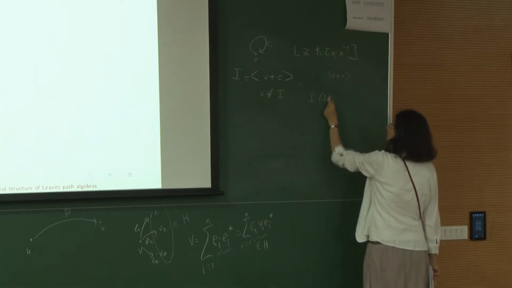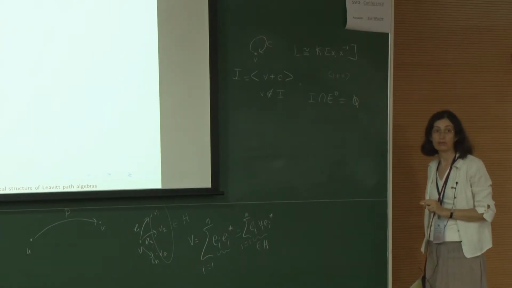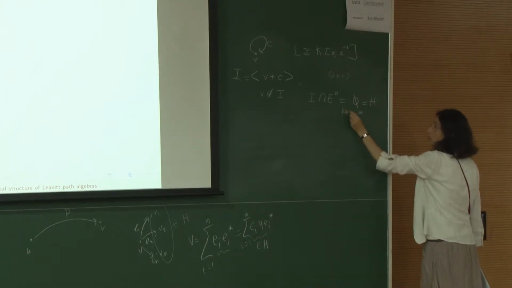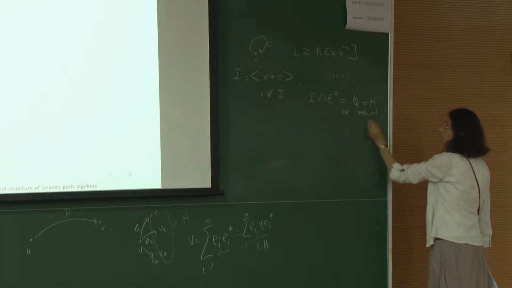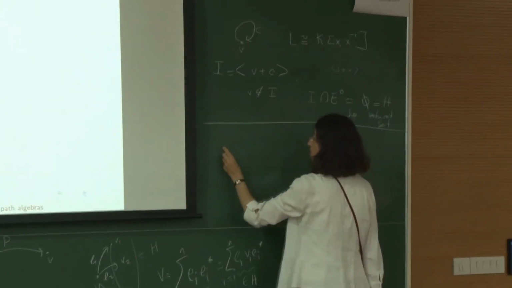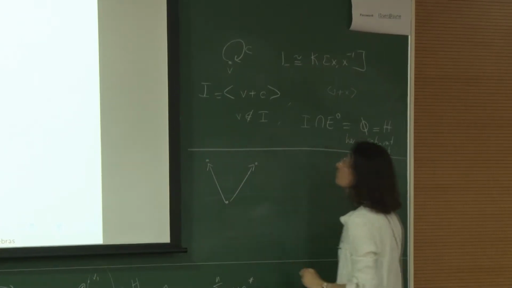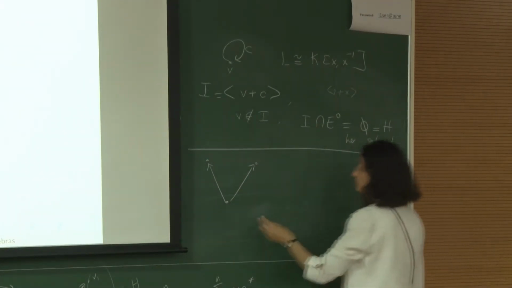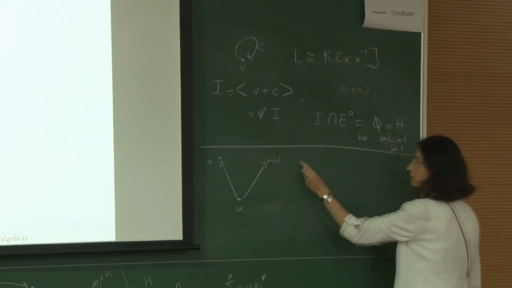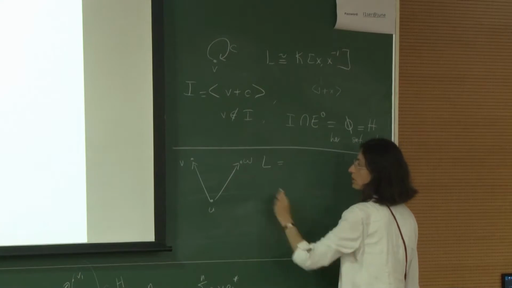So this is basically, in this case, the hereditary and saturated set. Consider the Leavitt path algebra of this graph. It has two things.